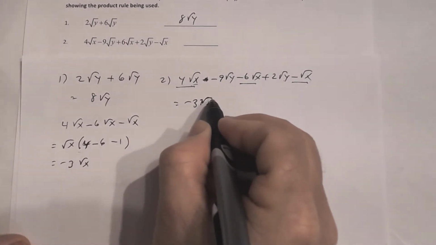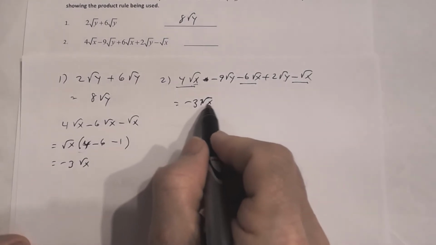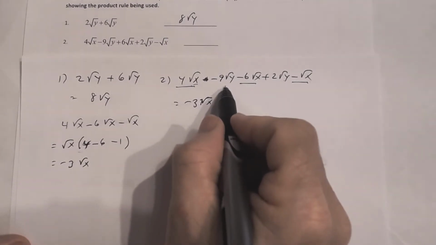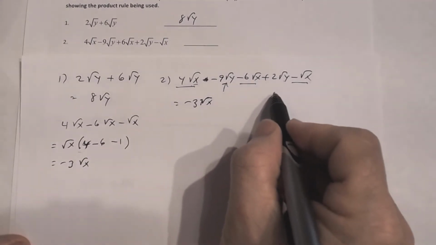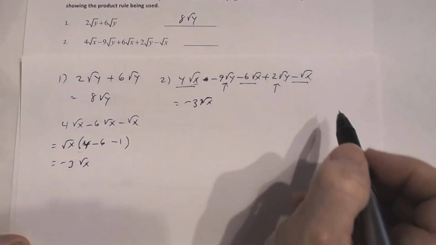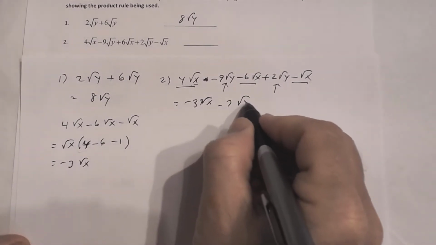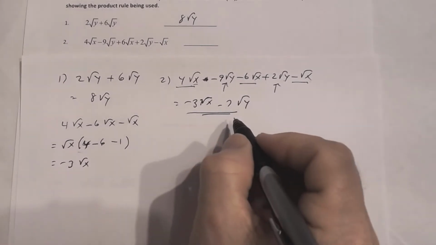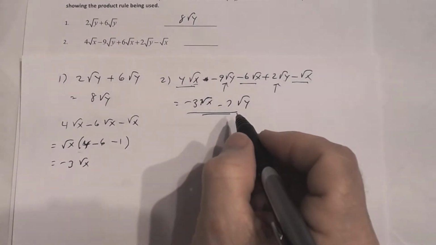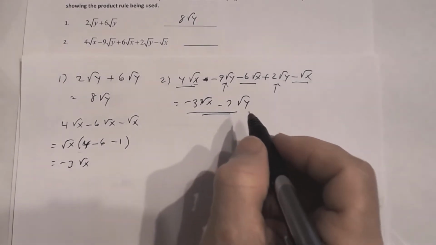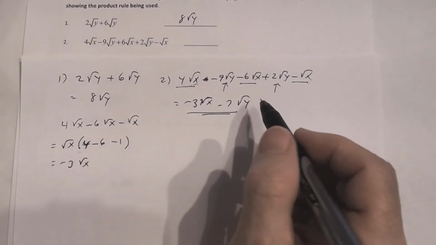Then we're going to do the same thing, and just make sure that the x is under the square root. We have a negative 9 square root of y and a positive 2 square root of y. That's going to be a negative 7 square root of y. And so that's the answer to number 2.